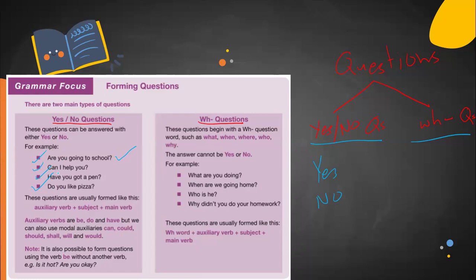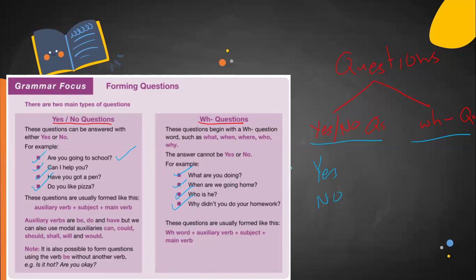Now, what about WH questions? What are you doing? For example, I am studying English. When are we going home? We are going home at 7 o'clock. Who is he? He is my best friend. Why didn't you do your homework? I didn't do my homework because I was busy. Now, with WH questions, we didn't answer by saying yes or no. We gave some information.